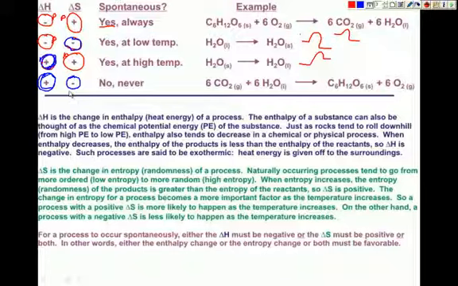Okay. Now, I have a little bit of a description here of what delta H and delta S are, which kind of explains these things, and you can read through that there.